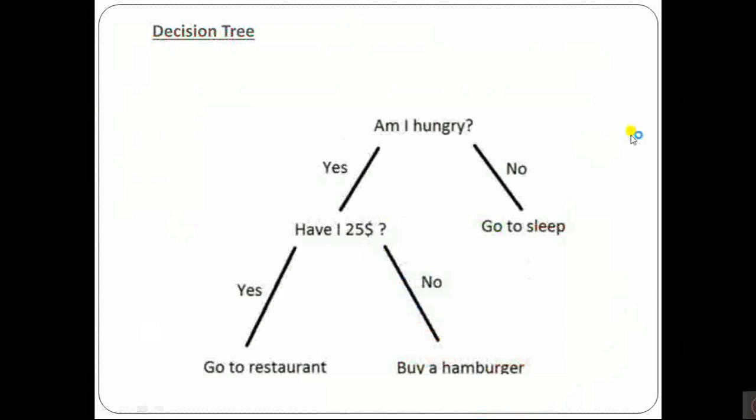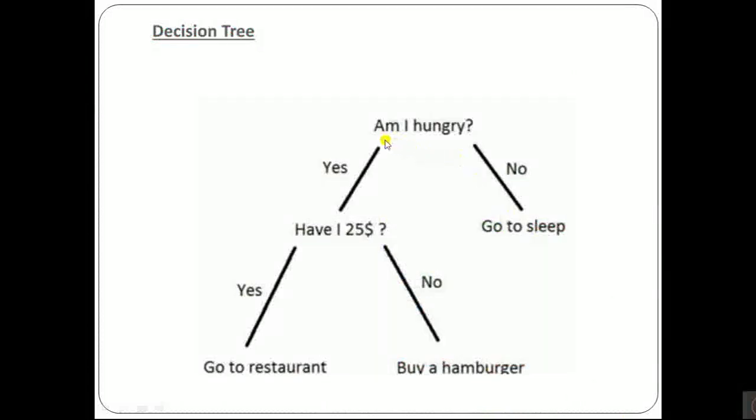So I will give some examples. What is a decision tree? Suppose, am I hungry? If yes, do I have $25? If it is yes, go to a restaurant. If no, just buy a hamburger. If I am not hungry, that is the no case, then directly go to sleep.